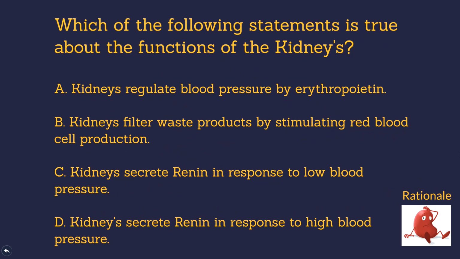All right, are you ready for our first mini game? The question is, which of the following statements is true about the functions of the kidneys? A, kidneys regulate blood pressure by erythropoietin. B, kidneys filter waste products by stimulation of red blood cells. C, kidneys secrete renin in response to low blood pressure, or D, kidneys secrete renin in response to high blood pressure. I'll give you just a few seconds.